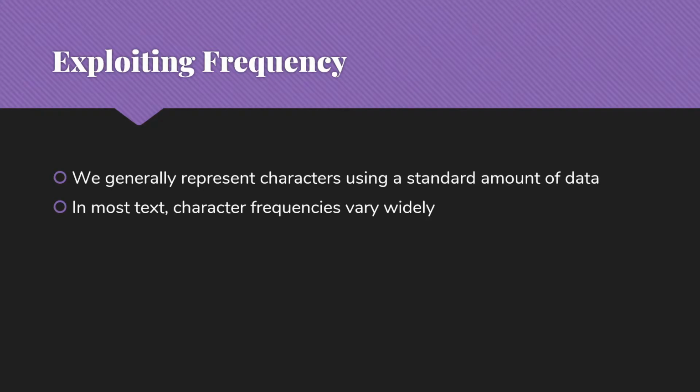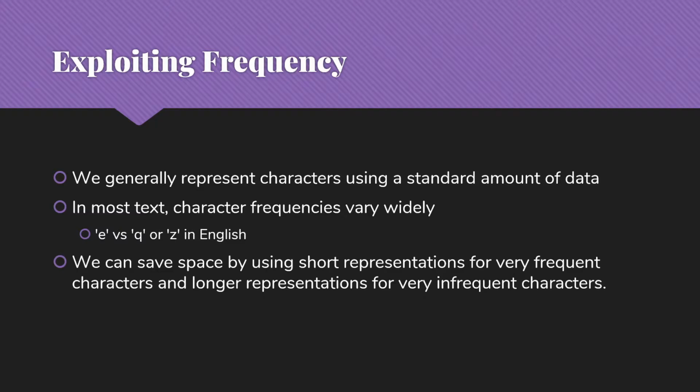In most text, however, character frequencies vary widely. For example, in English, if we have much text, the letter E is probably very frequent. The letters Q and Z are likely to appear very little, if at all. The idea then is that we're going to save space by using shorter representations for very frequent characters, for example E in English, and longer representations for very infrequent characters. This is going to allow us to represent all of our different data, but use less space total.